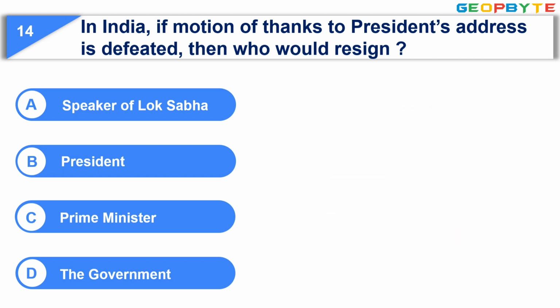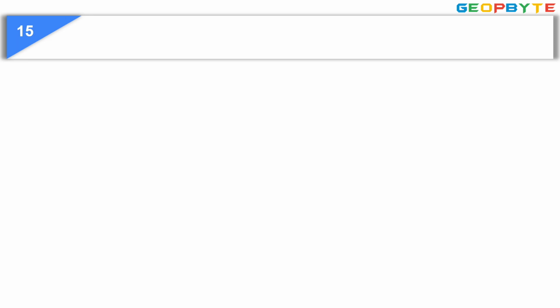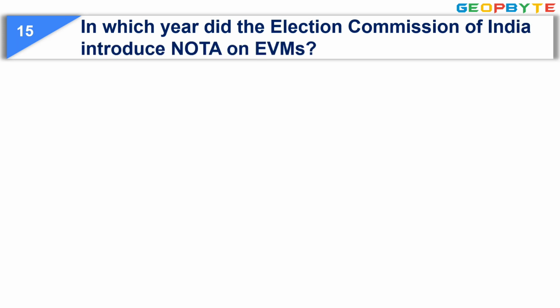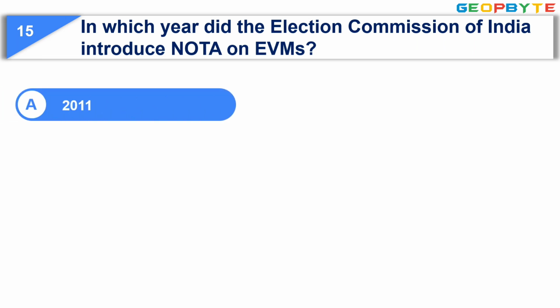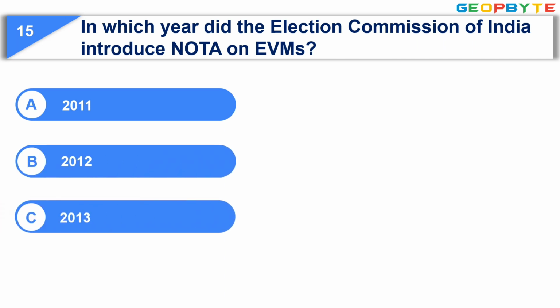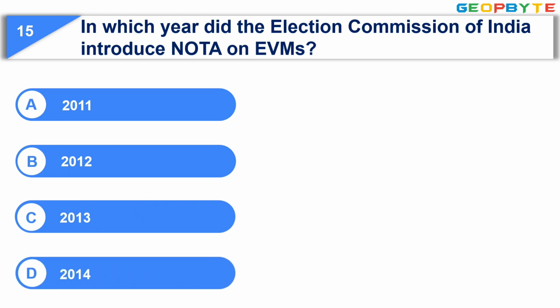Your time is up, and the correct answer is option D, the government. Moving to the 15th question. In which year did the Election Commission of India introduce NOTA on EVMs? Option A, 2011. Option B, 2012. Option C, 2013. Option D, 2014. Your time starts now.